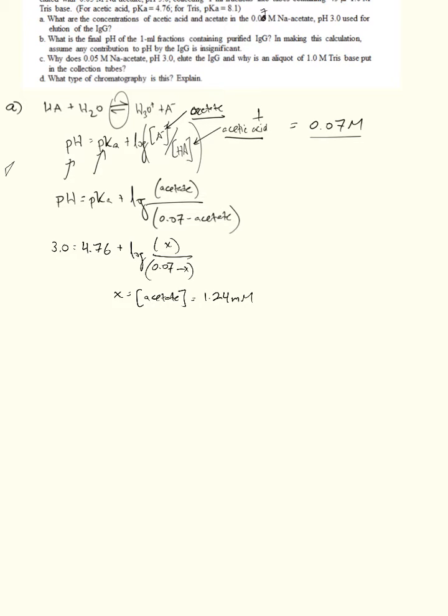Now, how do I get acetic acid? Well, I know that acetate and acetic acid, when added together, make 0.07. So the acetic acid concentration would just be 0.07 minus the acetate concentration. And so it would be 0.07 minus 0.00124. And for that, I get 68.8 millimolar.